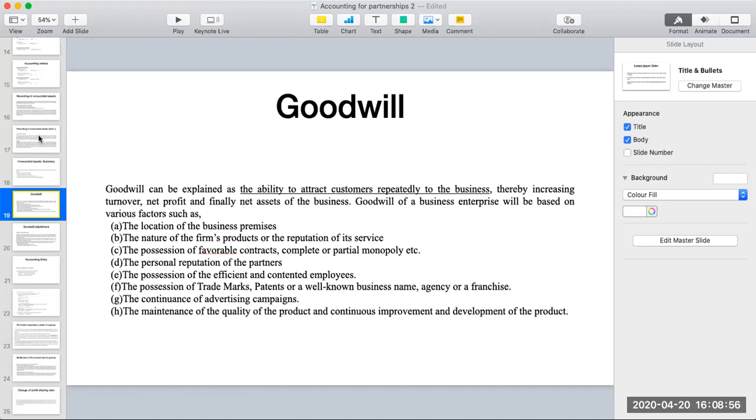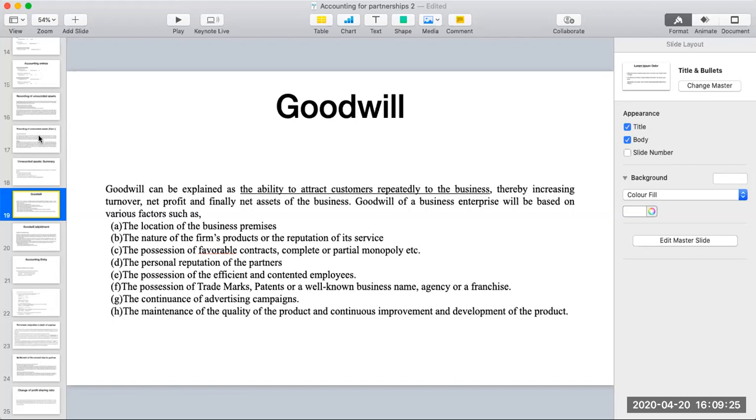There are certain factors which affect the goodwill of a particular business. What are they? The location of the business premises, where this is situated. Nature of the firm's products or the reputation of its service. Possession of favorable contracts. Complete or partial monopoly.